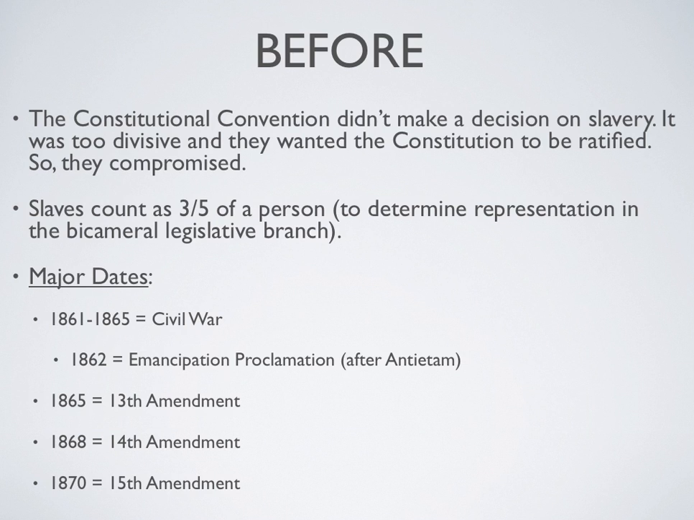And slavery only comes up in the Constitution, well, the only important way is that slaves are counted as 3/5 of a person. And then you see at the bottom of the slide sort of major dates. So we're trying to figure out how we get to that Civil War in 1861 to 1865, which then leads eventually to the 13th Amendment, 1865, which is the end of slavery.